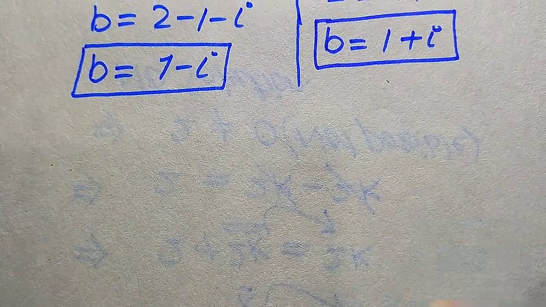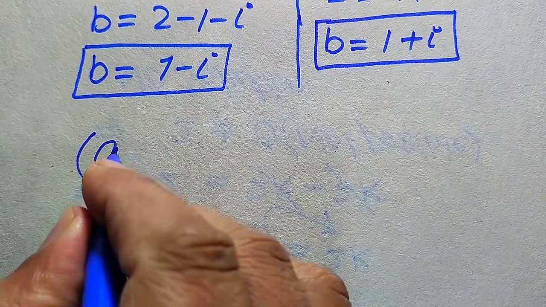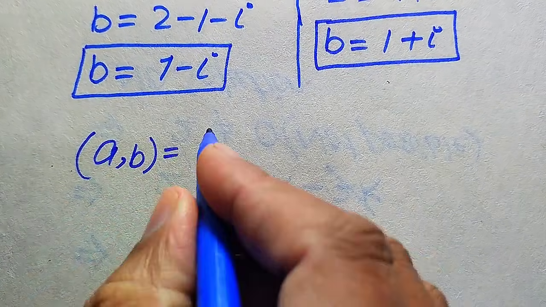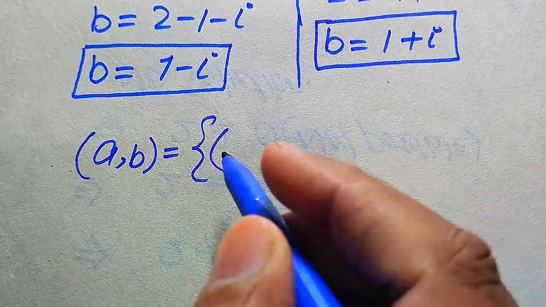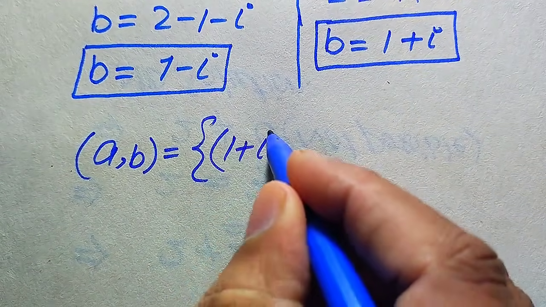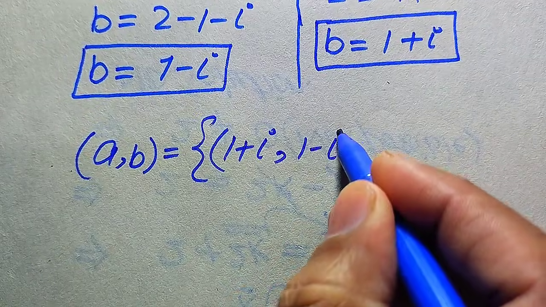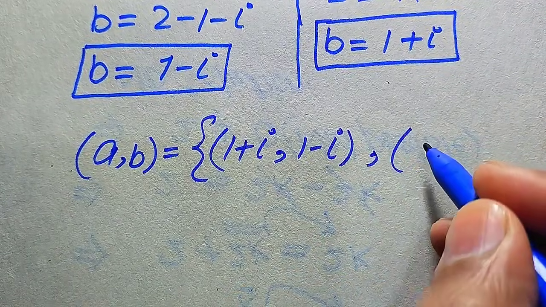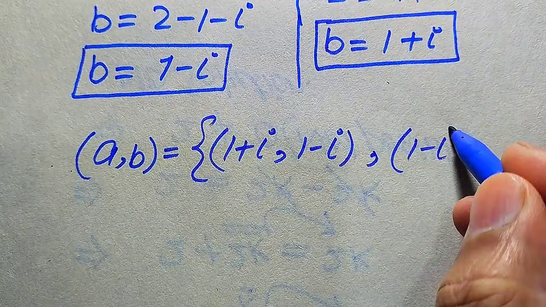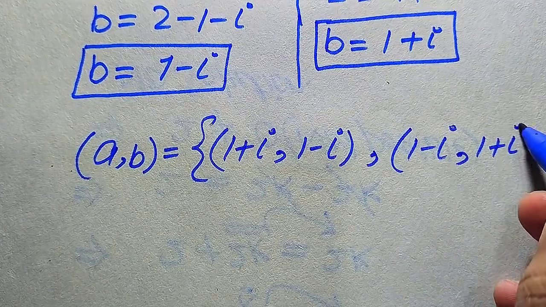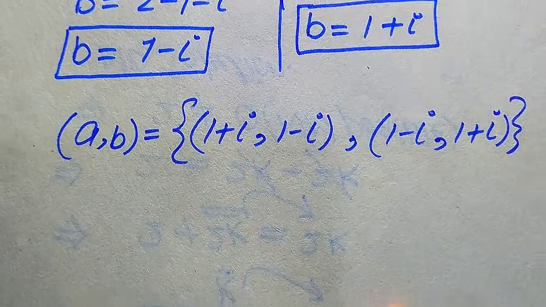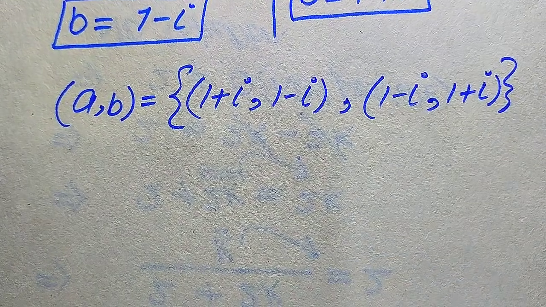So finally we have two solutions of the given equation. So these roots are, the first root is 1 plus iota and 1 minus iota, and the second root is 1 minus iota and 1 plus iota. So these are the two solution sets of the given equation which we get here.